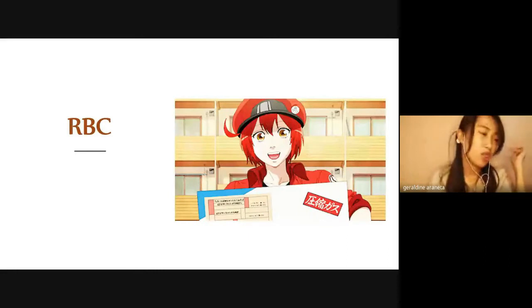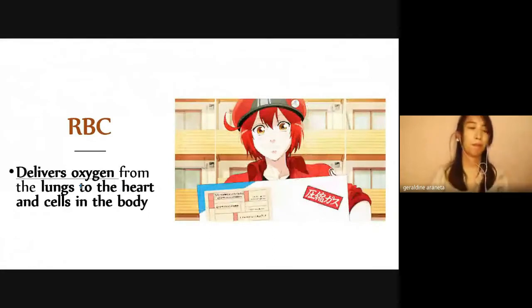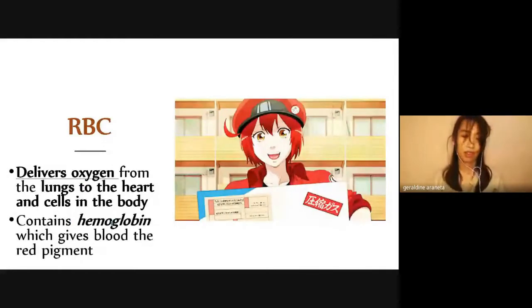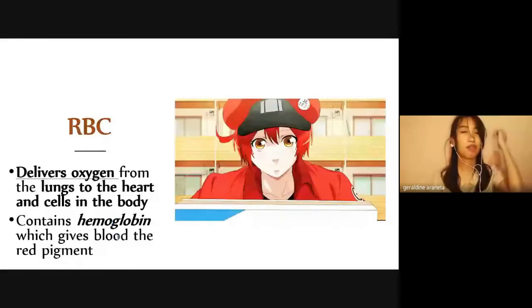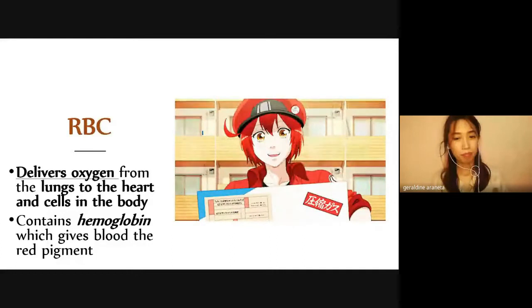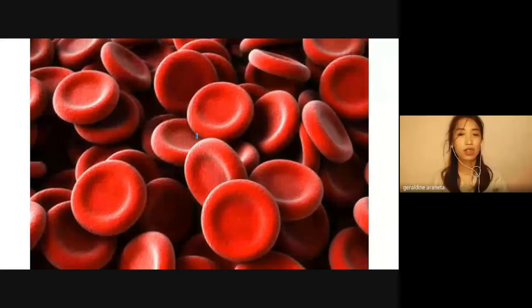So it delivers oxygen from the lungs to the heart and cells in the body. Next, it contains hemoglobin, which gives blood the red pigment. Kaya siya color red kasi nga, it has hemoglobin. Next is how a real red blood cell looks like under the microscope. Ganyan yung itsura niya, para siyang disc na na-flatten.